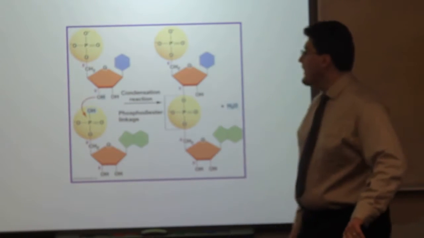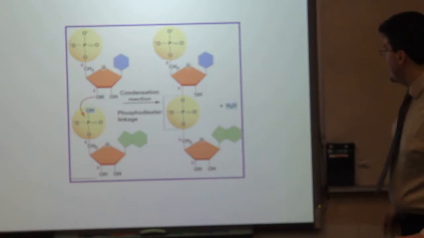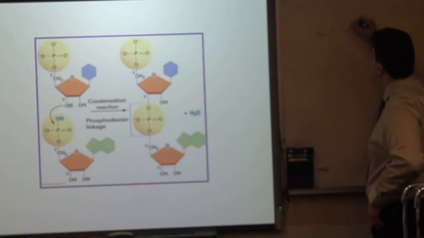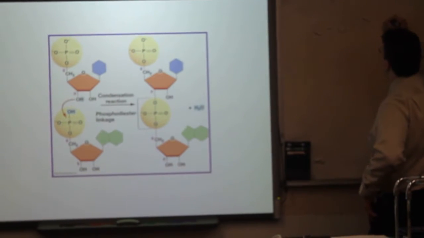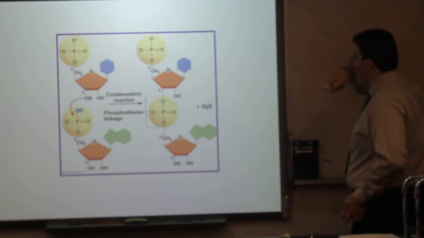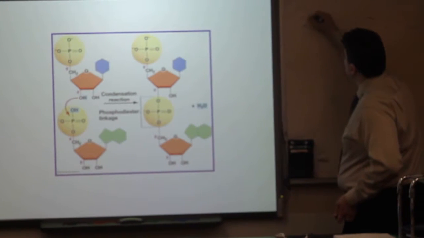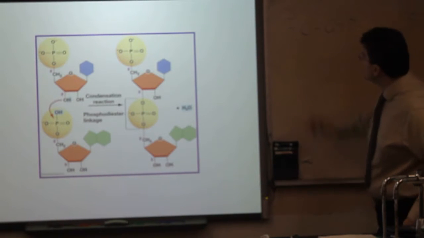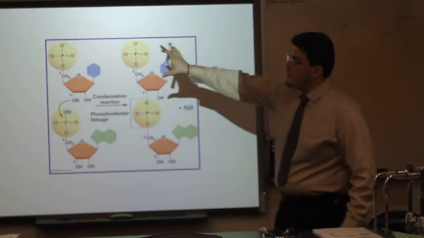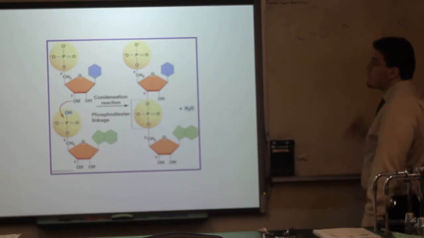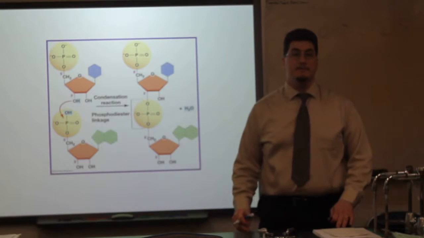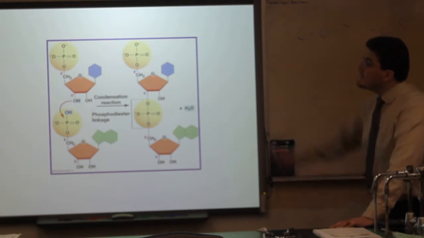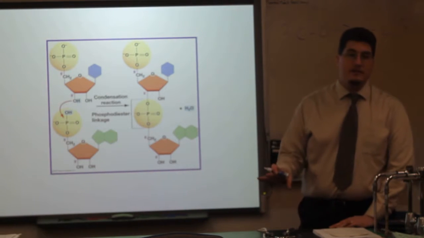a COPOC. The COPOC is a phosphodiester linkage, C to O to P to O to C. And it is from 3' to 5' carbon. This is the 3' carbon of the ribose sugar to the 5' carbon of the ribose sugar. This also works for DNA as well. This is still a condensation reaction.